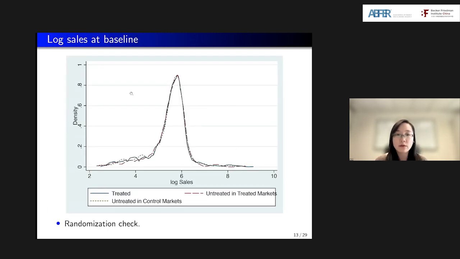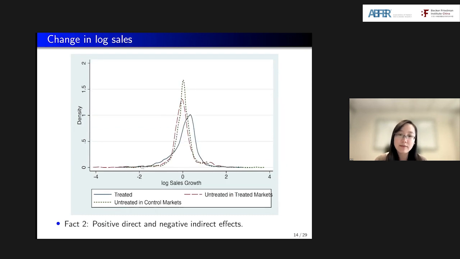Okay, so before we move on to the estimation results, let me show you some big picture data patterns in which we plot the density, the distribution, of log sales at baseline and follow-up survey. This figure shows you the distribution of log sales for different groups at the baseline, and we can see that they are very similar. And then 3 years later, we see that the red curve, which plots the sales of treated firms, moved to the right, and this suggests a positive direct effect. Also, interestingly, the red line, which shows the distribution of untreated firms in treated markets, moved to the left of the green line, which is untreated firms in control markets. And this could suggest some negative indirect effects.